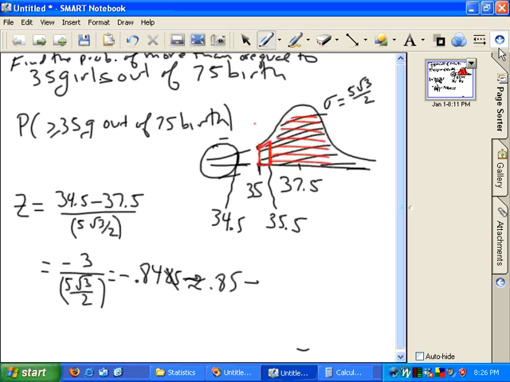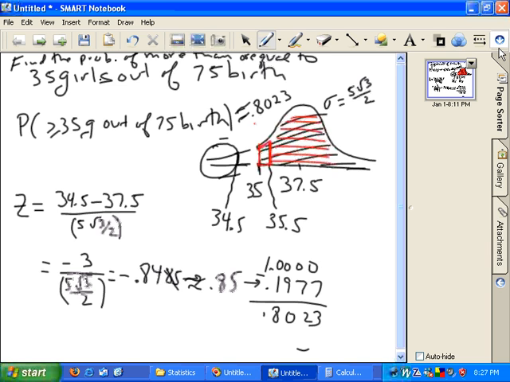0.1977. Did I say 1997, or 1977? 1977. And if you take it away from 1, you, of course, will get 0.8023. And that's our answer. That's the probability, well, let me say approximately 80.2% of the times, you will get 35 girls or more.